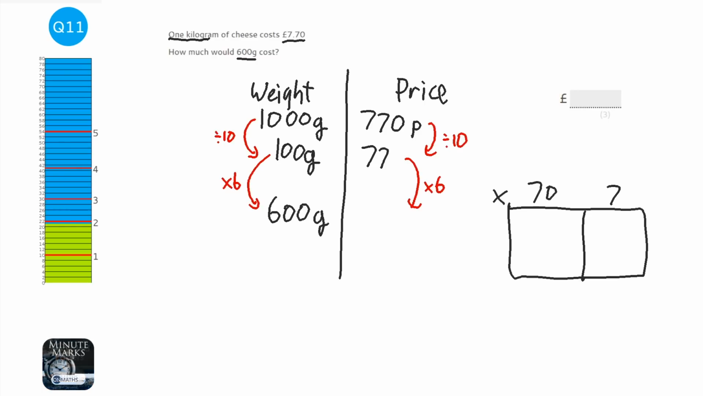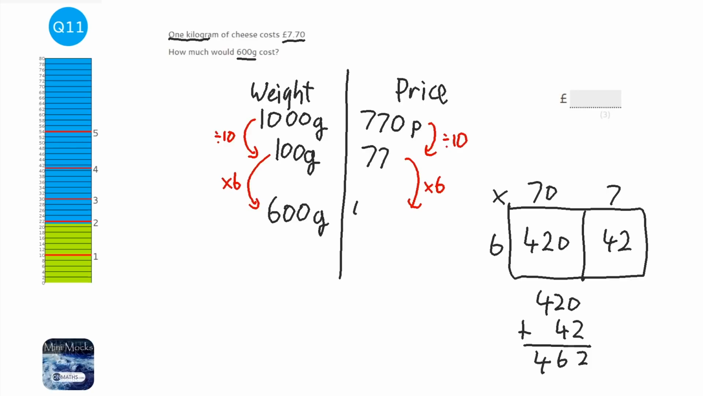So we've got 77 times 6. 6 times 7 is 42, add a 0, 6 times 7 is 42, add them together. Probably don't need to do this, but anyway, I'll do it anyway. 264. So it's 462 pence, but in pounds it would be £4.62. Last thing, just check it makes sense. Well, we've got just over half, so therefore the price is just over half. So it looks good to me.